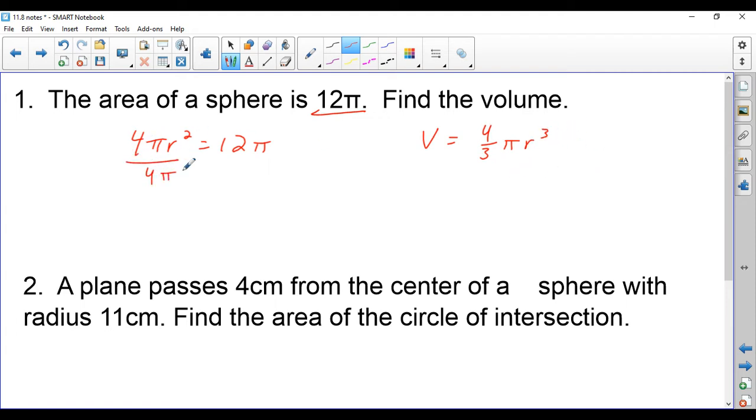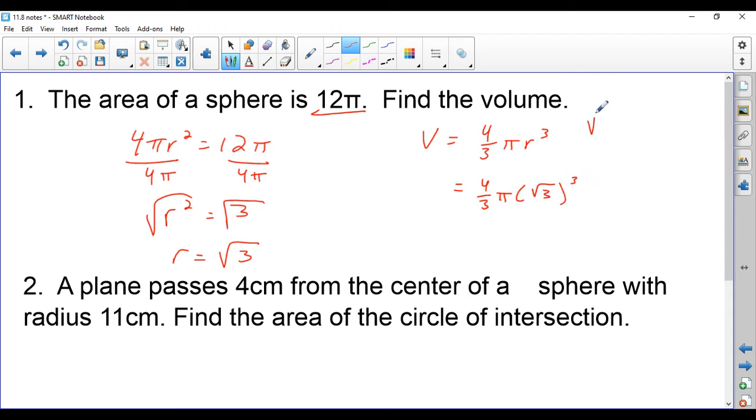Divide both sides by 4 pi. Here I get r squared is 3. Take the square root of both sides, and radius has to be positive, so the radius is square root of 3. So I'm going to take that radius and plug it in. 4/3 pi times the square root of 3 cubed.